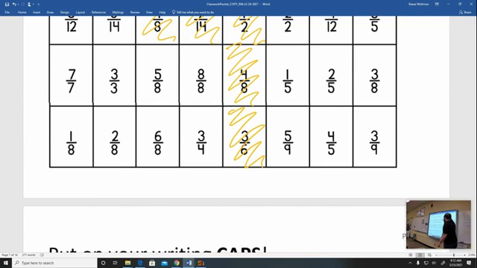No. Do you guys see that every single one of the numerators is half of the denominator? That's why they're equivalent to 1/2. Because if I drew out a pizza that had 8 slices, and I said to you, I'm going to give you 4 of them, I will have given you half the pizza, right? Make sense?